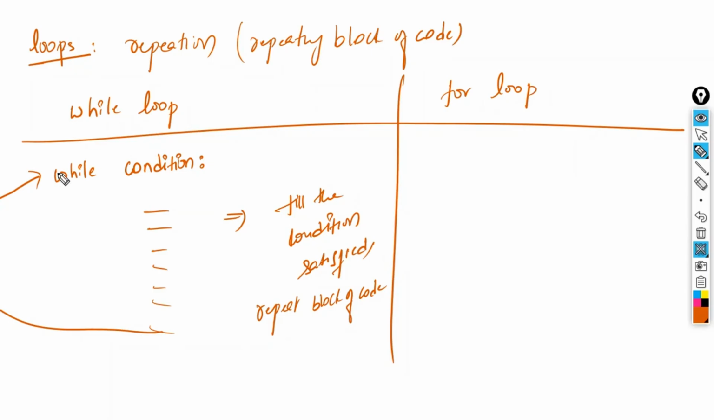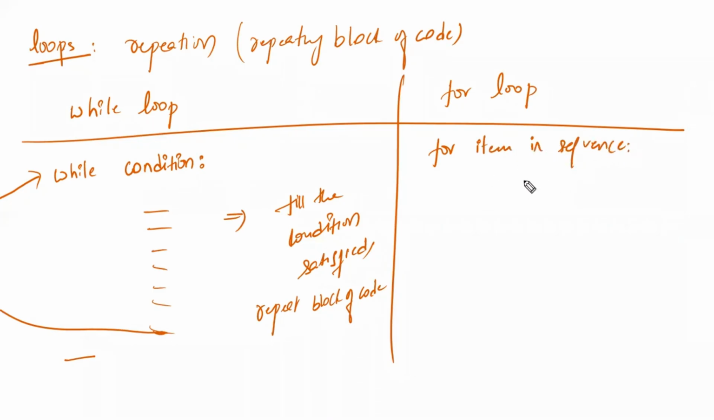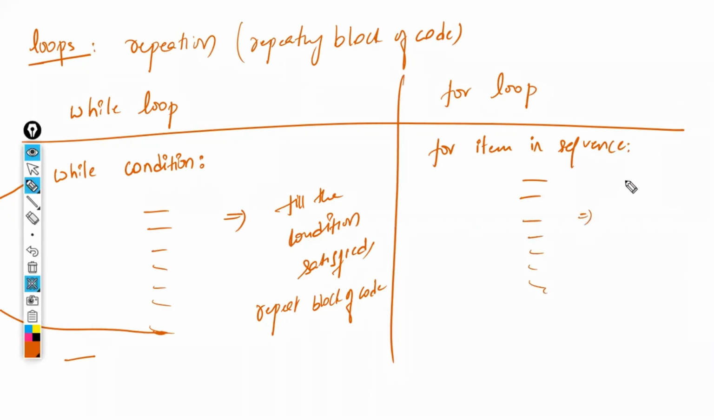In the while loop, from the last line of code it goes back to the first line of code. How many times? Till the condition is satisfied. Once the condition fails, it comes out of the loop. This is while. Whereas for item in sequence, it executes the block of code till all the items in the sequence are completed.